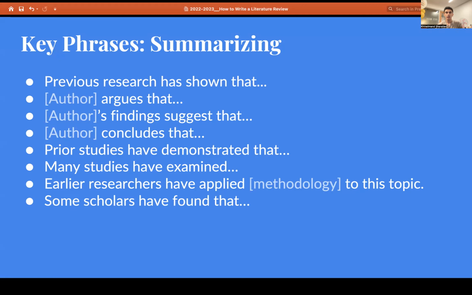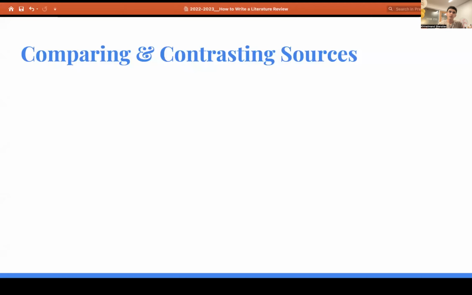prior studies have demonstrated that. Many studies have examined something, something. Earlier researchers have applied a particular methodology to this topic, right? Or some scholars have found that something, something. So you can use these key phrases to summarize the previous sources. And then, you know, it somehow guides and leads you to the road.